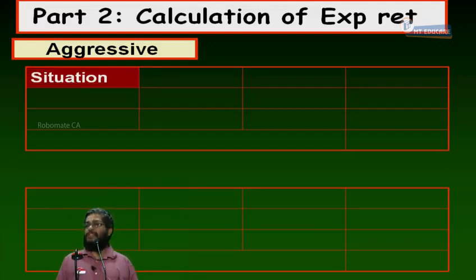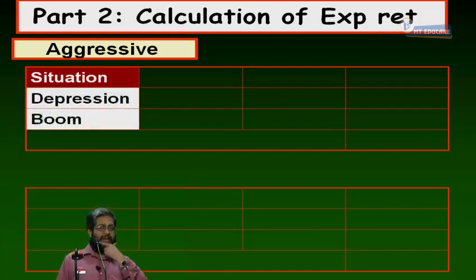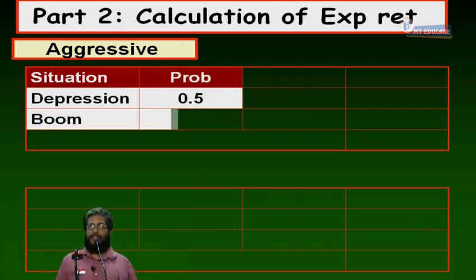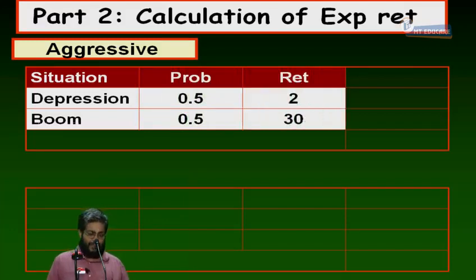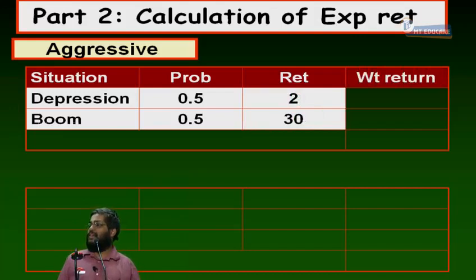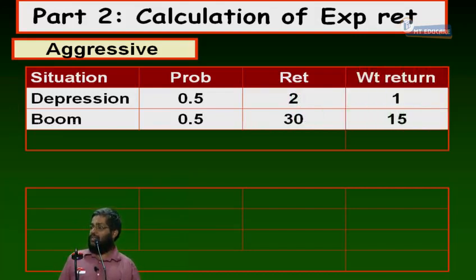The word expected means the weighted average return. Situation: depression, boom. Probability: 0.5, 0.5. The return expected from the aggressive share is 2 and 30. Weighted return 1 and then 15. The expected return is 16%.